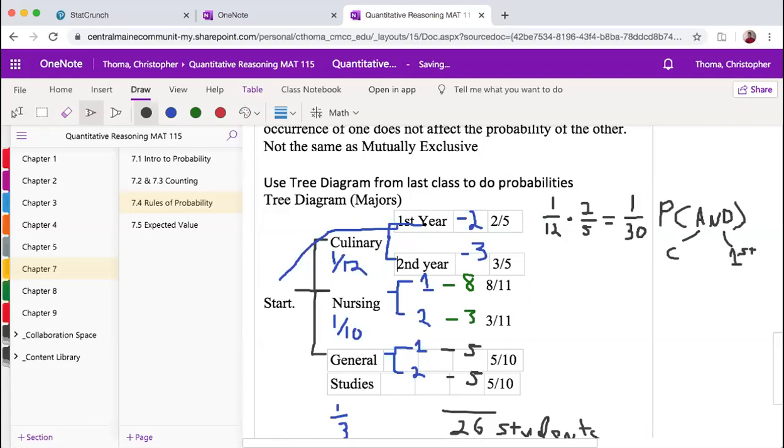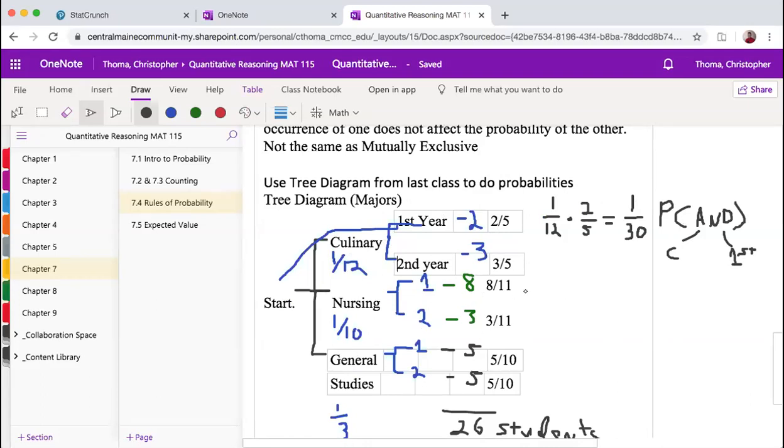Well, this is the probability that, given I'm in culinary, I'm in my first year. A little bit of difference. That's where wording kind of gets tricky. But when you use a tree, these are just your probability of the events. These are your probability of given those events. And when you multiply them, you get your probability of these events as an and. Does that make sense? All right, I'm gonna keep going then.